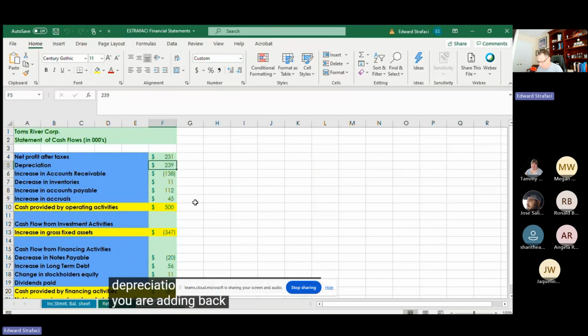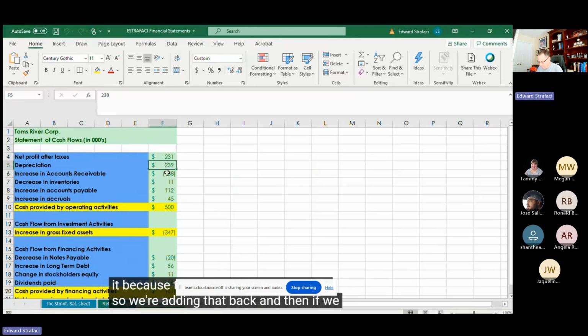You are adding back a non-cash expense, something you were able to deduct from your taxes so you didn't pay as high tax. Depreciation is no different than your mortgage and real estate taxes. So take a minute, or if you own a business, write-offs. Take a minute and think about it, because this is really important. Okay, so we're adding that back.